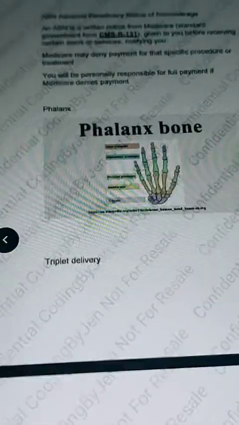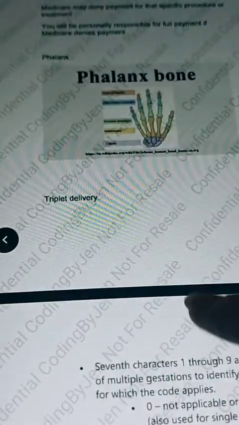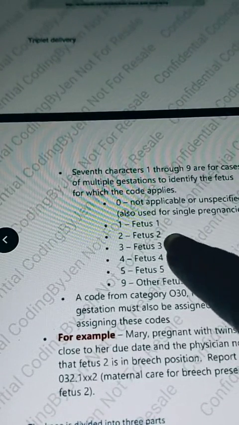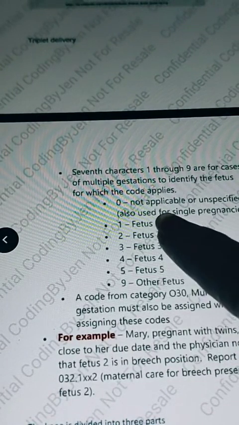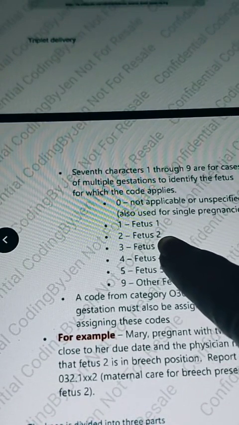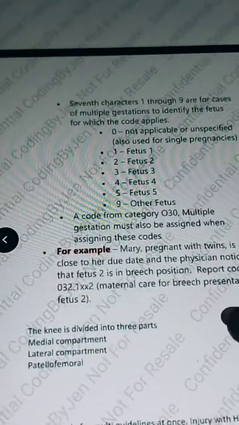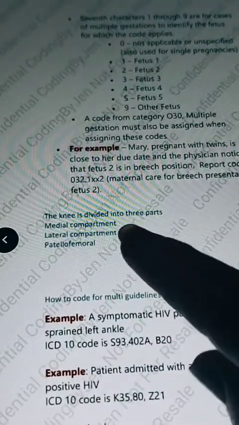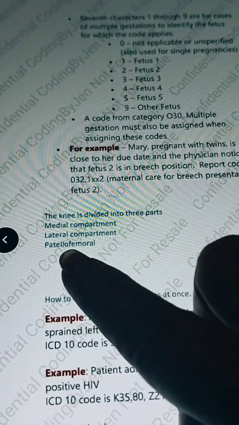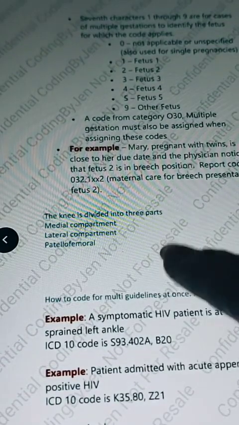The phalanx bone, be sure you know it's in the hand. Triplet delivery. Do you know how to deliver that? Your 7th character on your diagnosis code is the number of fetuses. If there's twins, your ICD-10 code will end in a 2 because they have 2 babies. So things like that. Be sure you know that. The divided parts of the knee, you have the medial, lateral, and the patella. Should know that.